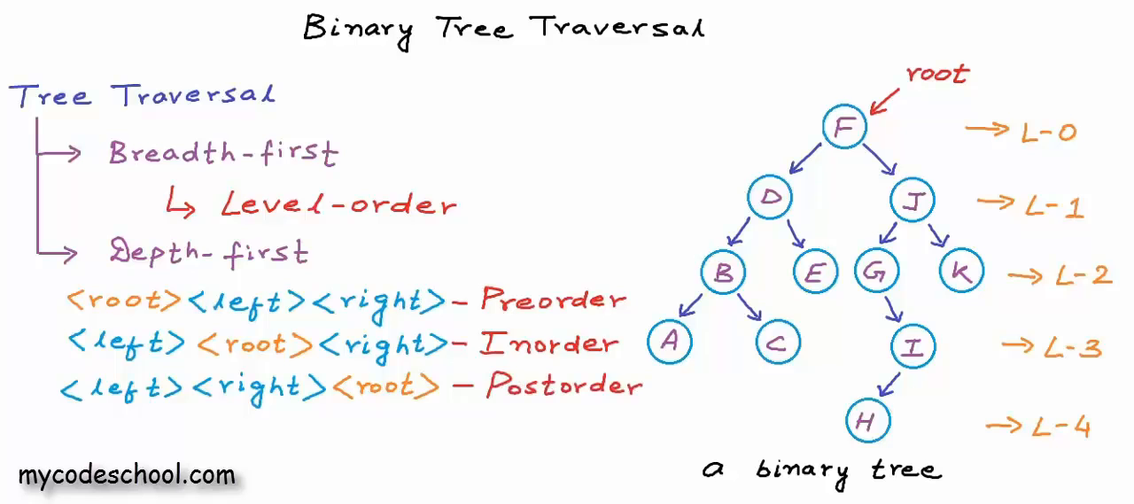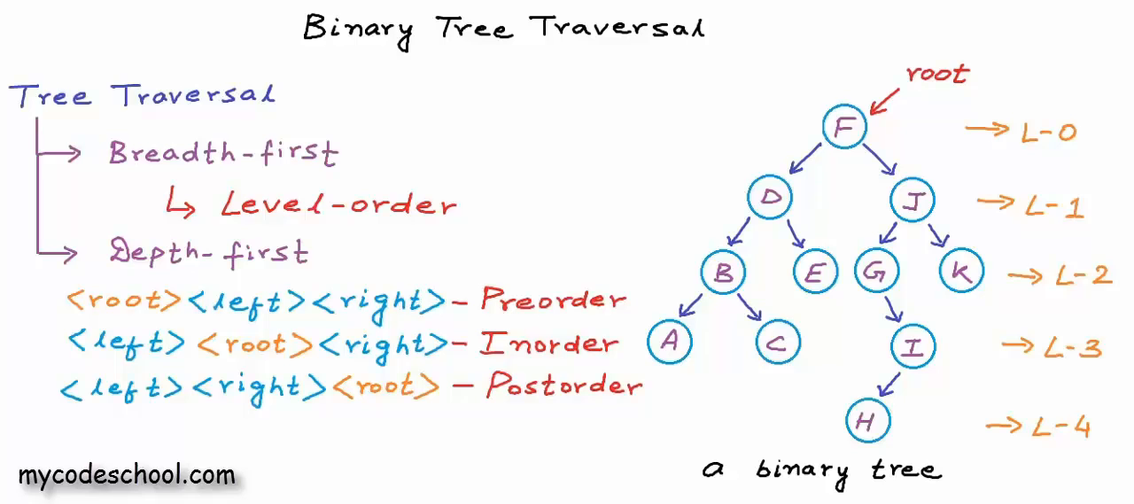In total, there are 6 possible permutations for left, right, and root, but conventionally, a left subtree is always visited before the right subtree. So these are the 3 strategies that we use. Only the position of the root is changing here. If it's before left and right, then it's pre-order. If it's in between, it's in-order. And if it's after left and right subtrees, then it's post-order.